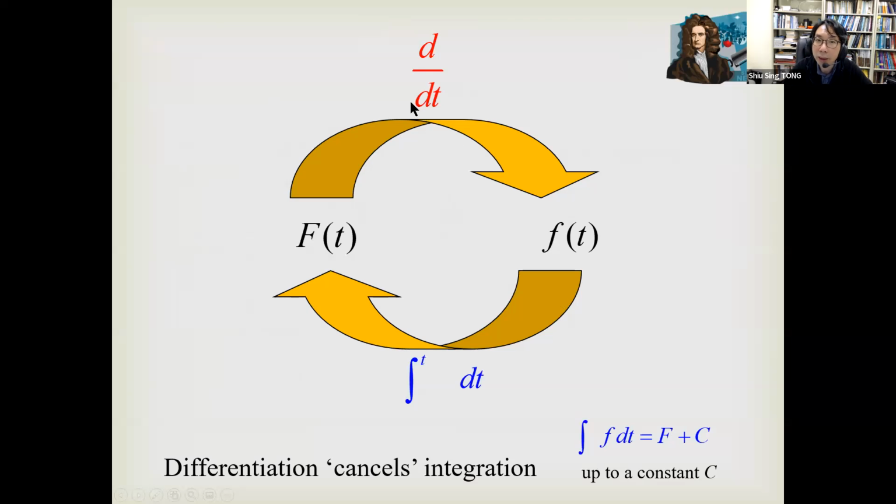So a summary is that differentiation and integration are the two inverse operations. They cancel each other. Now, it's important for you to understand that if you start from a small f and you want to find a big F, if you are using an indefinite integral, then you can only find the big F up to a certain constant. You cannot totally determine the big F. You can only know the big F up to a constant. That is the so-called integration constant.